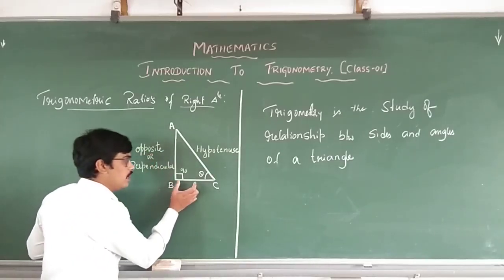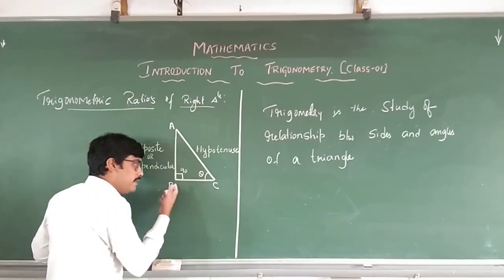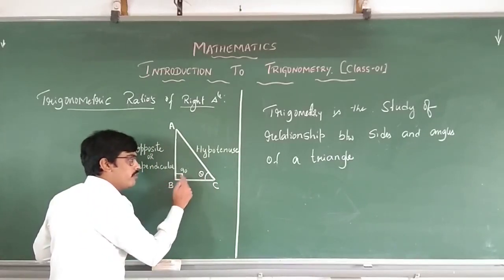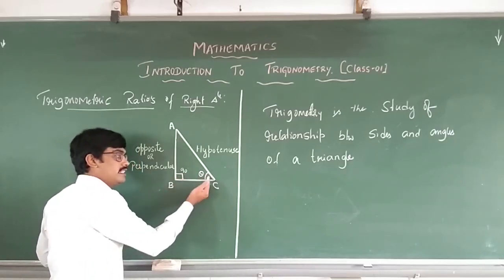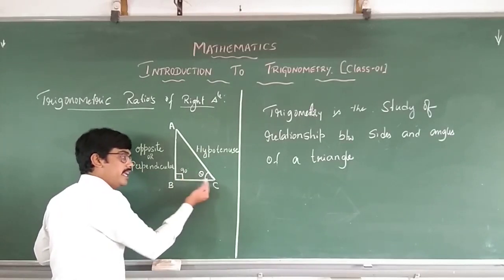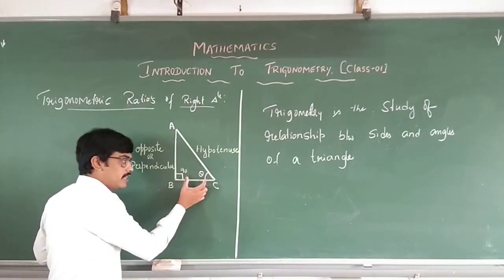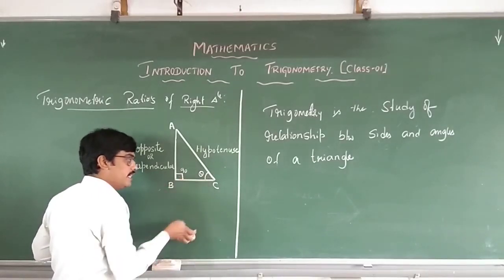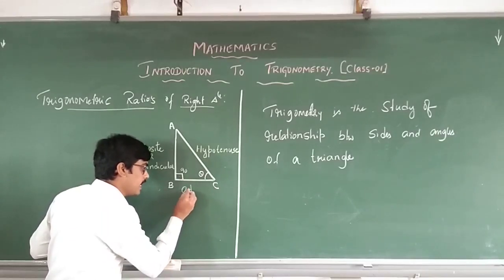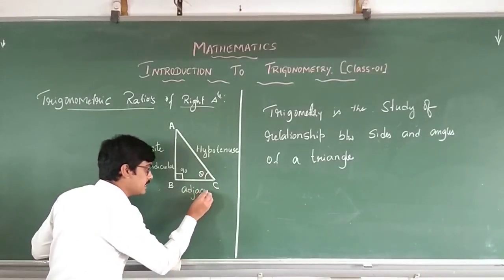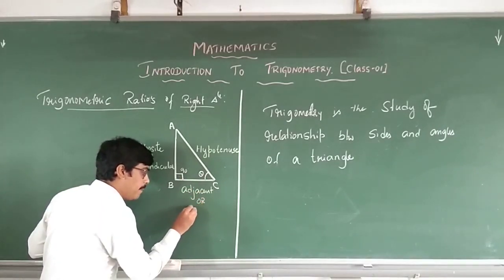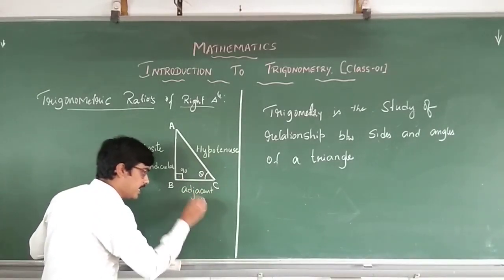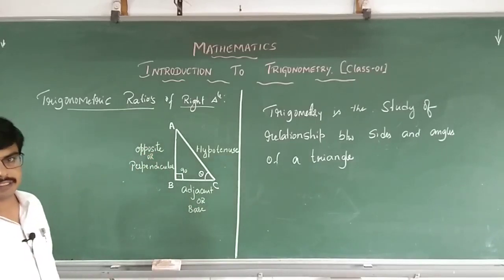Now we can observe here on this line BC, the right angle and the acute angle, what are they? They are adjacent to each other. So we can say these two angles are adjacent angles because they are sharing an arm. These two angles have a common arm. Since these two are adjacent, we call this the adjacent side, or we can say this as the base. Adjacent side can also be written as base.